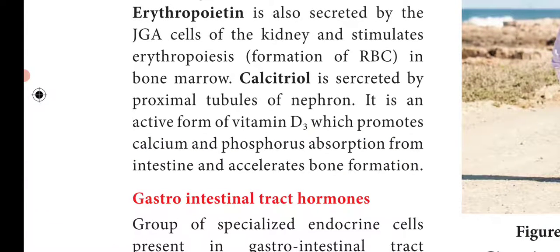Then calcitriol, it is a hormone secreted by the proximal tubules of the nephron. It is an active form of vitamin D3. This hormone promotes calcium and phosphorus absorption from the intestine and it accelerates bone formation.